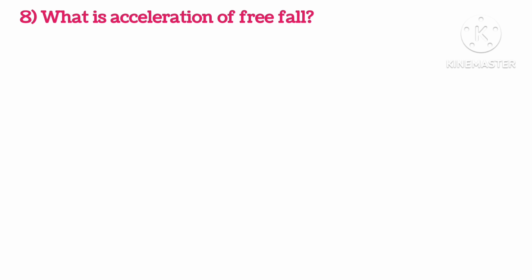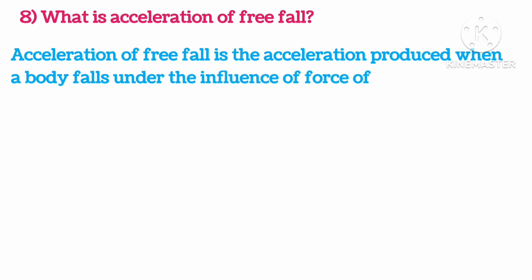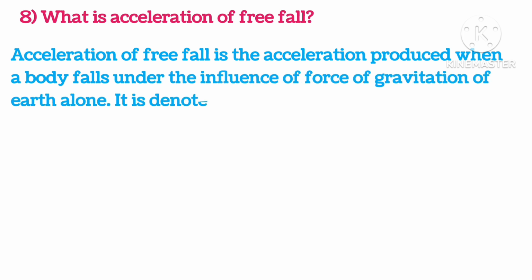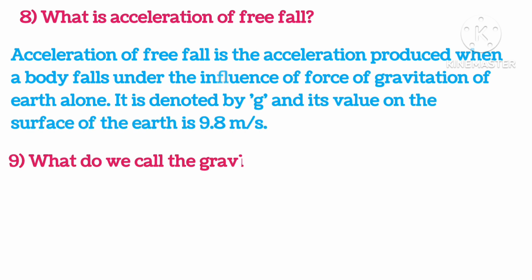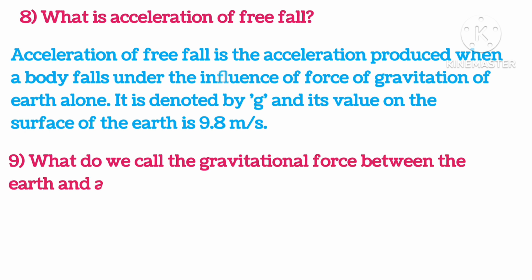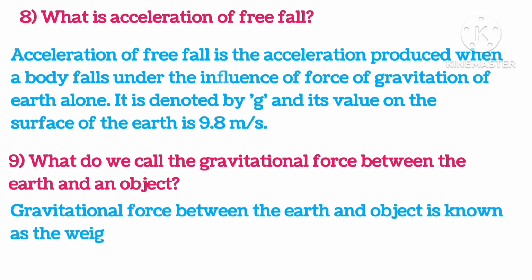What is acceleration of free fall? Acceleration of free fall is the acceleration produced when a body falls under the influence of the force of gravitation of Earth alone. It is denoted by g and its value on the surface of the Earth is 9.8 meters per second squared. What do we call the gravitational force between the Earth and an object? The gravitational force between the Earth and the object is known as the weight of the object, which is given by mass times acceleration due to gravity.